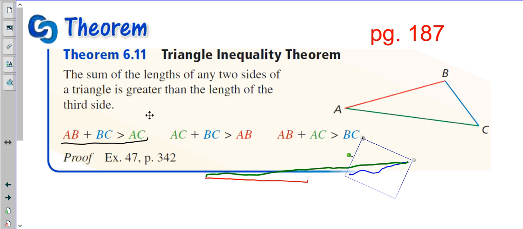So notice we just rearrange it, and these are all the different options: blue plus red is greater than green, green plus blue is greater than red, and red plus green is greater than blue. We're just doing the different combinations that are possible. So notice we have green on one side, red on the one side, and blue on the other side. So all of those have to be true.